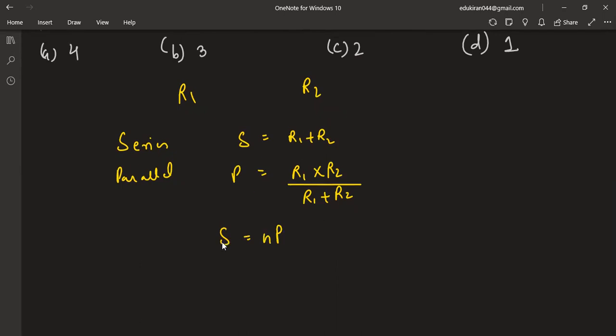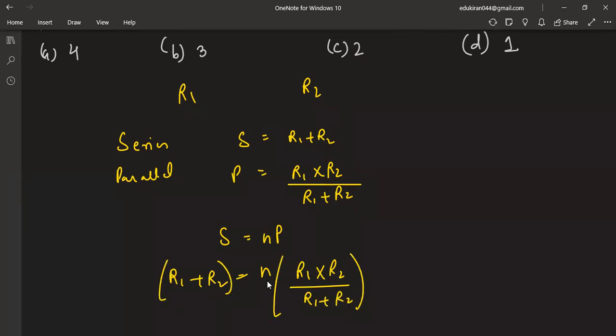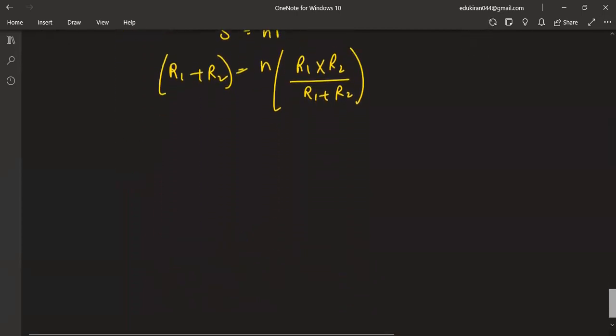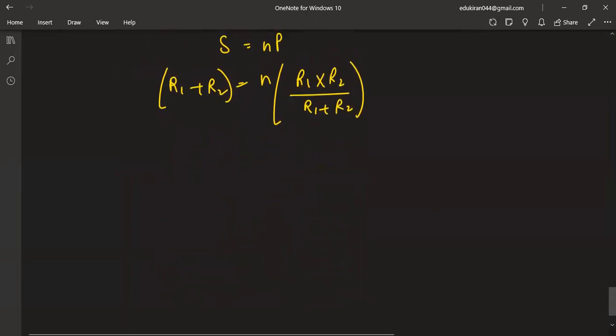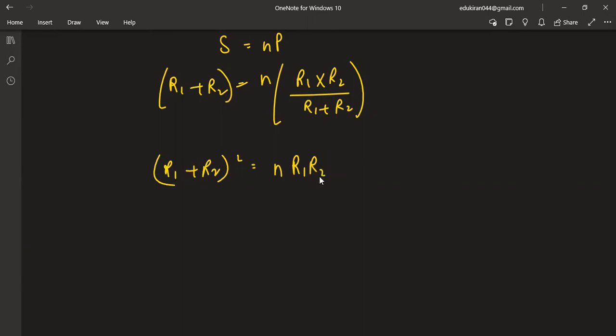So we'll substitute the values of N, S and P. That is, R1 plus R2 is equal to N times R1 into R2 by R1 plus R2. S is equal to NP. This is our equation. If you rearrange the terms, this will get multiplied. So this can be written as R1 plus R2 whole square equal to N into R1 into R2. That's how we can write it if we rearrange it.